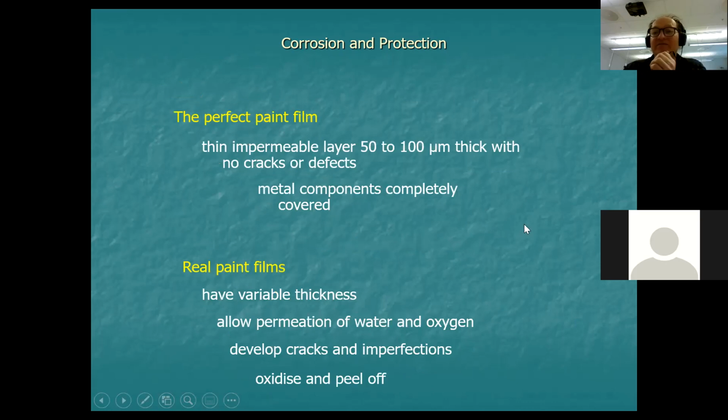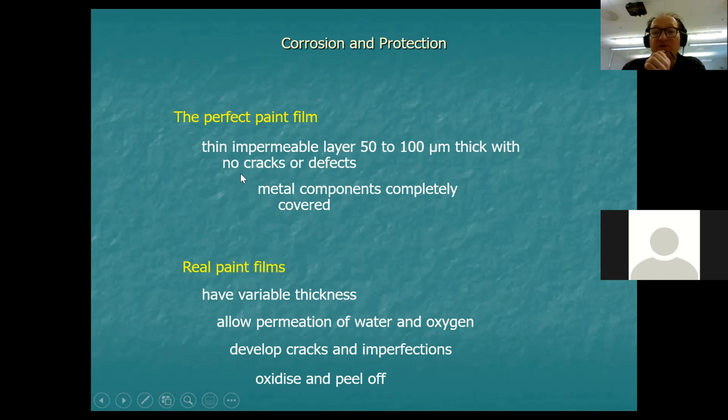And then typically speaking, the perfect paint film would be between 50 to 100 microns thick. In other words, 0.05 to 0.1 millimeters in thickness. That gives you an idea of the thickness of the paint. And generally, you want this to be as thin as possible because then the same amount of paint can be spread over a larger area.